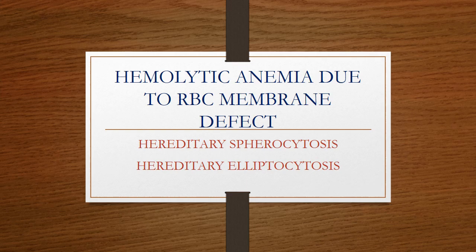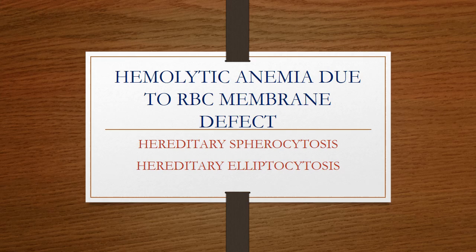Hello students, today I am going to start with the next part of hemolytic anemia, that is hemolytic anemia due to membrane defect. When I told you the classification, I said that hemolytic anemia is classified mainly due to intrinsic defect, extrinsic defect and mixed defects. Intrinsic defects include defect due to RBC membrane, defect due to enzymes and defect due to RBC hemoglobin. So now we are going to see about the RBC membrane.